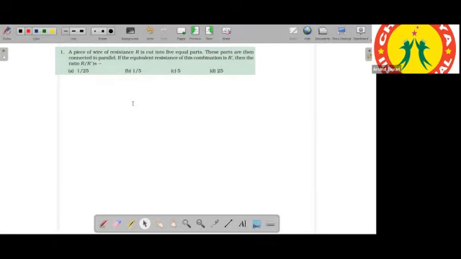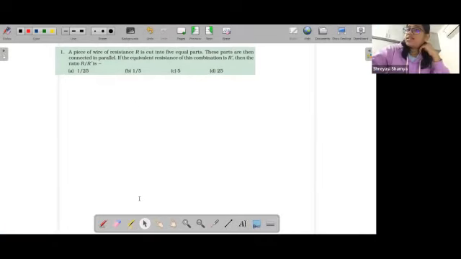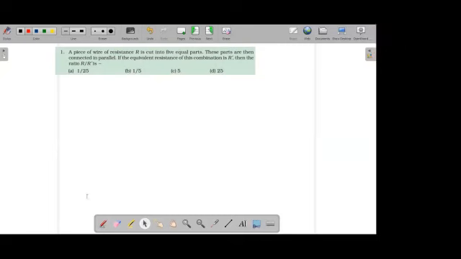Will you solve, or shall I start solving? Just take 1 minute, solve this, and then I will solve. It requires a lot of concepts. However, it's an MCQ, but still it requires a lot of concepts.